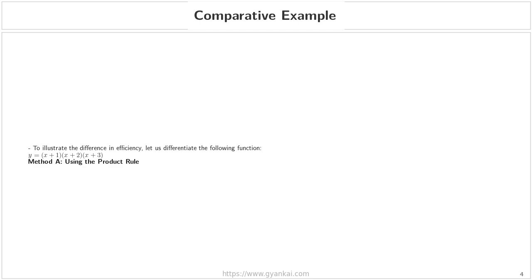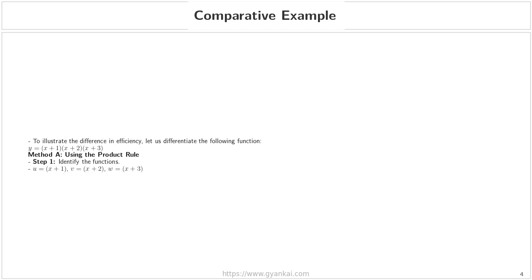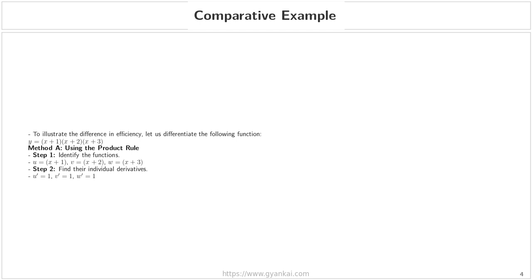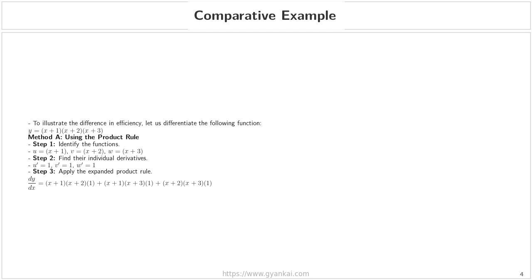First, let us examine method A, which utilizes the standard product rule we covered in the previous slide. In step 1, we identify our three separate functions. u is x plus 1, v is x plus 2, and w is x plus 3. In step 2, we find their individual derivatives. Since each of these is a simple linear expression, the derivative of each is simply 1. In step 3, we apply the expanded product rule. This requires us to multiply two of the functions by the derivative of the third, repeating this for all combinations.